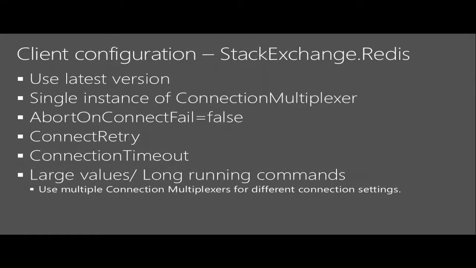From a client configuration perspective, what I showed you was basically make sure that you have the latest version of Stack Exchange so that it has all the bug fixes that we keep seeing. You should use a single instance so that it's shared across your app and you don't have any leaky connections. Make sure abort on connect is set to false. This is a setting which allows Stack Exchange Redis to reconnect if a connection was aborted. The default is sort of true.